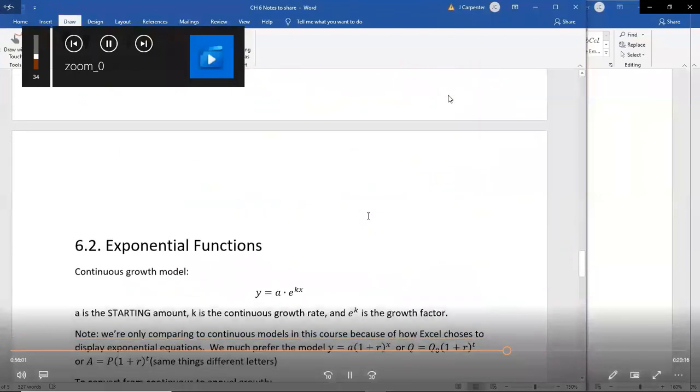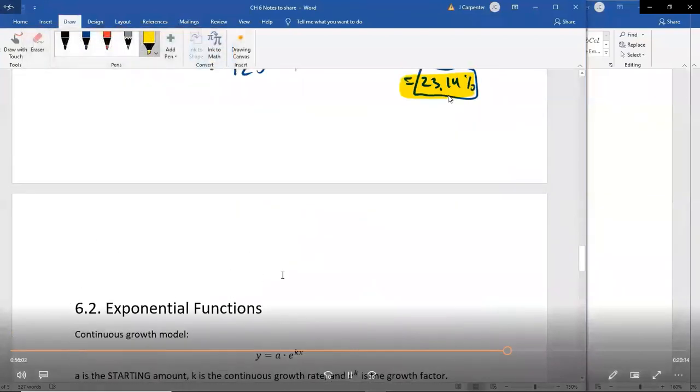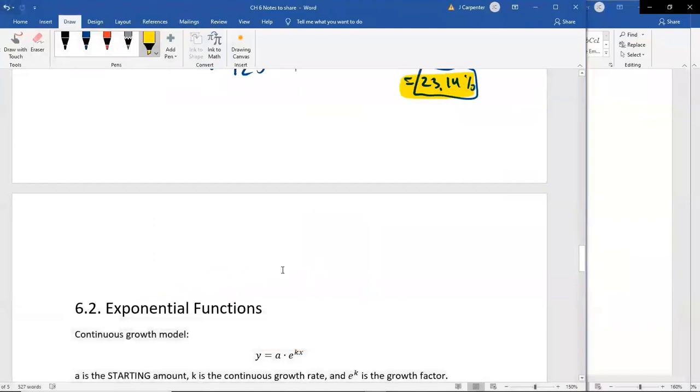Go. 6.2. Exponential functions. Well, wait a minute, Mr. Beckner, you've already been dealing with exponential functions. Everything you've said in 6.1 has been an exponential function, this constant percent growth. And yes, we have been. Everything from 6.1 was an exponential function. That is a fact of life.